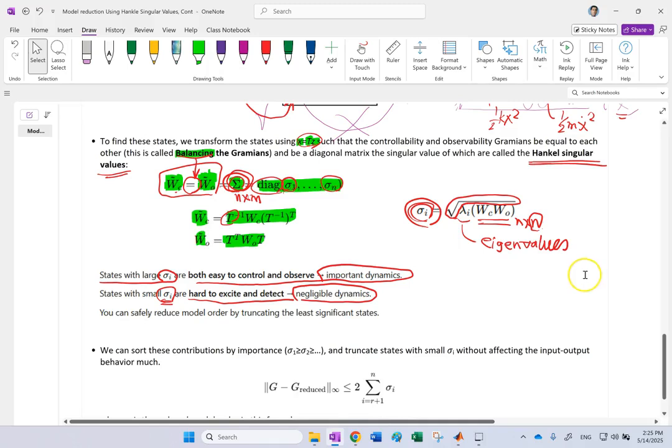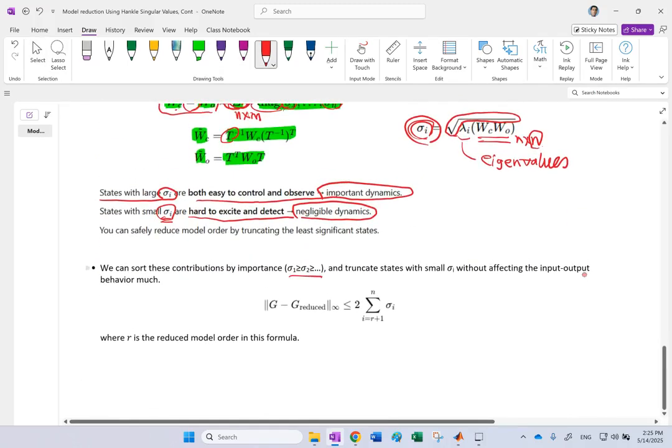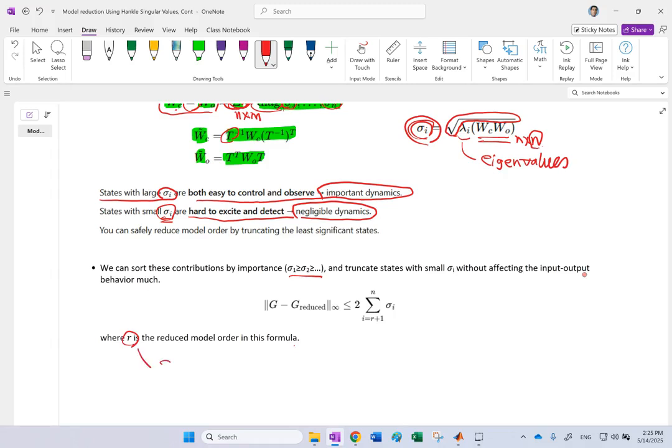Now, in general, as I said, if we sort them from sigma 1 to sigma n, where 1 is the biggest and n is the smallest, then if we decide to reduce the order of the system to order r, for instance, in this case r was 20 and the original system was 48, so this was reduced to order 20, then I can show that the infinity norm of the difference between the transfer function of the original system and the reduced system is going to be less than or equal to 2 times the summation of all of the Hankel singular values that I neglected, from r plus 1, so from 21 all the way to, let's say, 48.